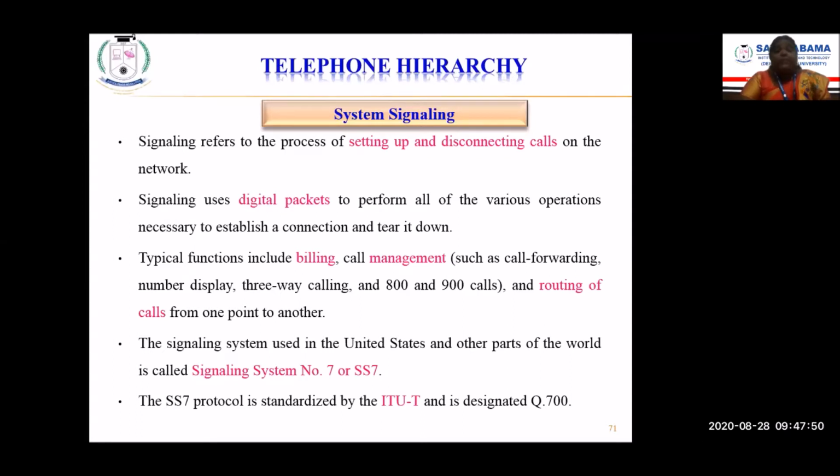This SS7 protocol is standardized by the ITU-T, designated as Q.700. So what does this ITU-T mean? It is the universal standard, the International Telecommunication Union, that provides services for telecommunication. That is called ITU-T. You should have this terminology in mind. They are the people universally providing all these standards. They maintain all these protocols and standards. The International Telecommunication Union Telecommunication.